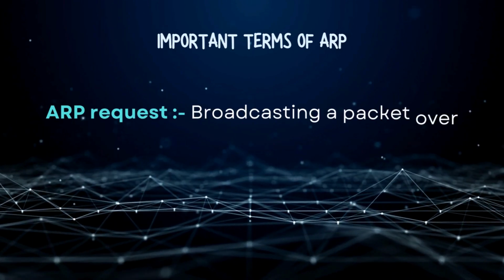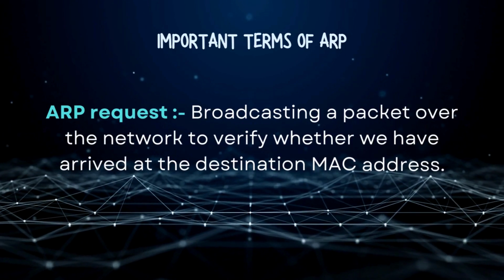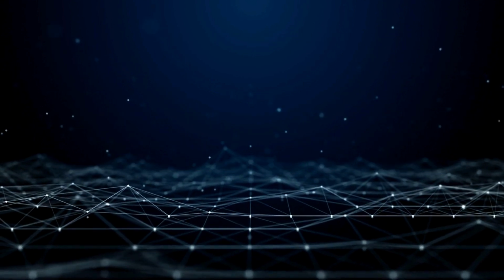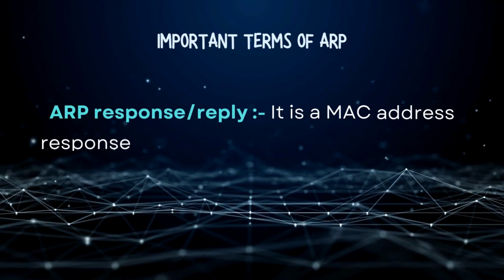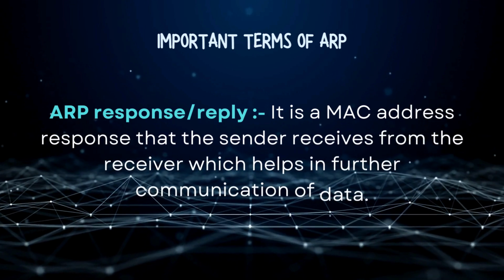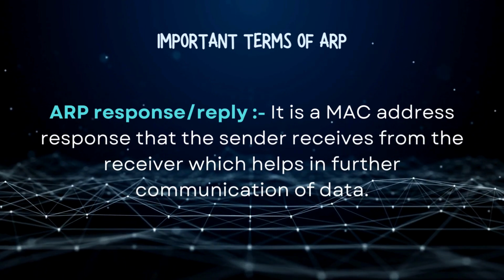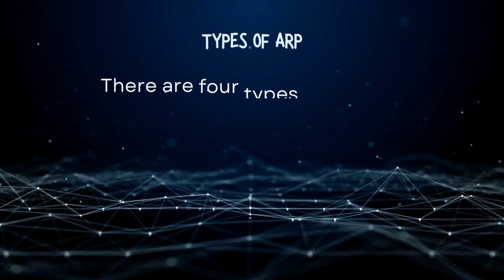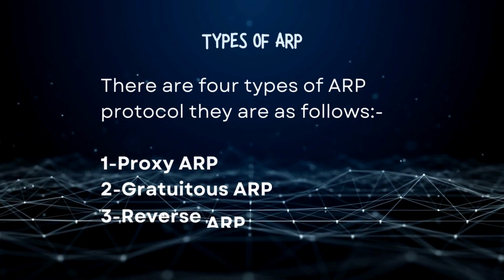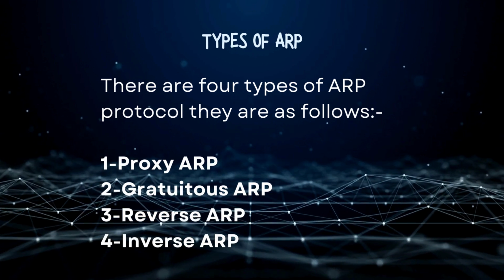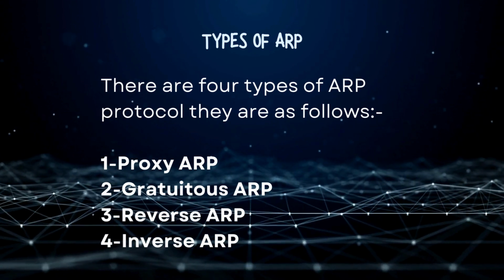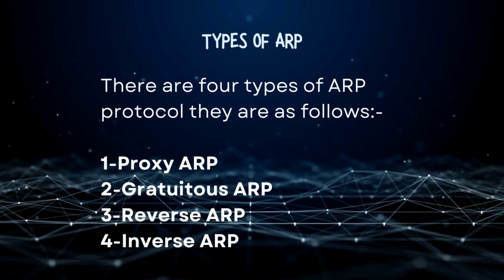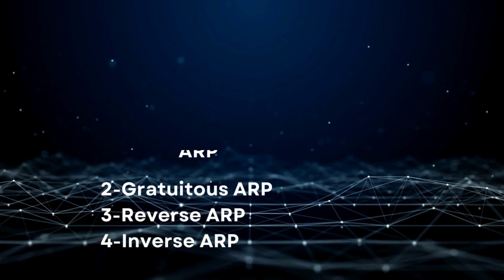ARP request. Broadcasting a packet over the network to verify whether we have arrived at the destination MAC address. ARP response or reply. It is a MAC address response that the sender receives from the receiver, which helps in further communication of data. Types of ARP. There are 4 types of ARP protocol. They are as follows. 1. Proxy ARP. 2. Gratuitous ARP. 3. Reverse ARP. 4. Inverse ARP.